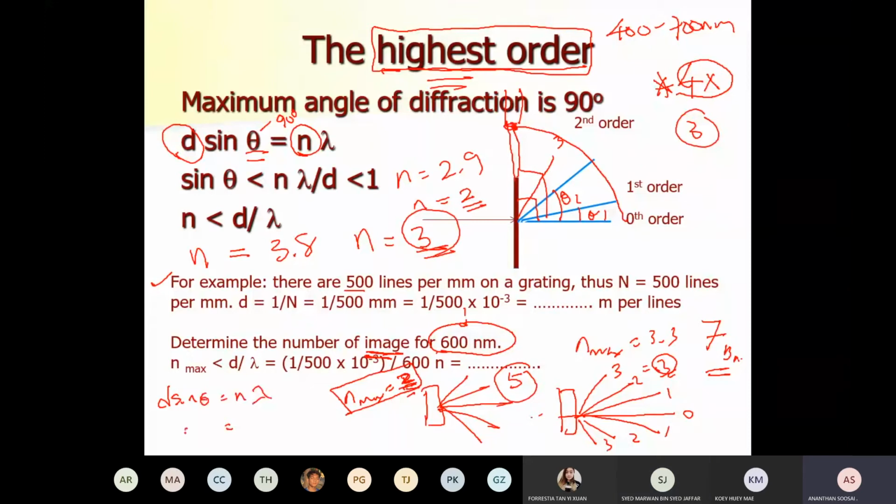You find n max. So n max is D sine theta over lambda, but theta is 90, so sine theta becomes 1. The equation becomes D over lambda only. So put in the D and lambda. D is 1 over 500 times 10 to the power negative 3, divided by lambda. Lambda is 600 nanometer. Be careful with the unit: D is in meter, 600 nanometer is in nanometer, so change to meter. Can anyone tell me how much the maximum order you can observe here?